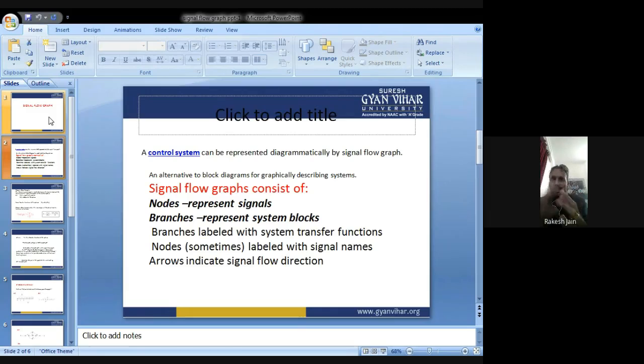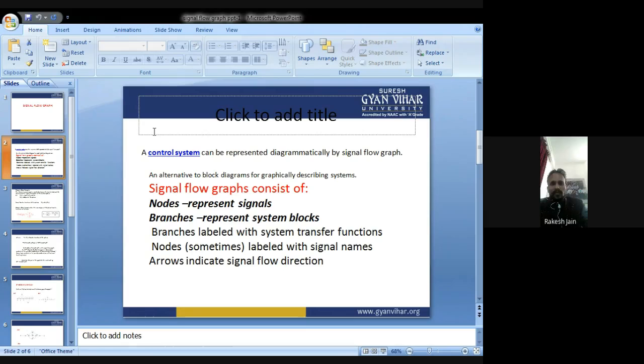Actually a signal flow graph, as I told you, is an alternative to block diagram representation, and any system when represented by a graphical approach is known as a signal flow graph. A control system can be represented diagrammatically, graphically by signal flow graphs. In signal flow graphs there are certain things it consists of. The things are nodes and branches. Branches represent the system blocks, and nodes represent the signals. Branches are labeled with system transfer function, nodes are labeled with signal names, and arrows indicate the signal flow directions.